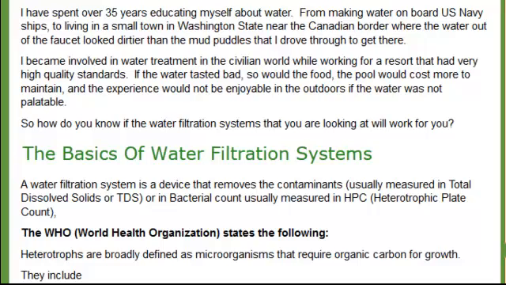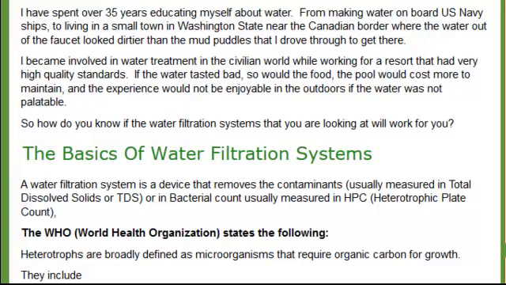I became involved in water treatment in the civilian world while working for a resort that had very high quality standards. If the water tasted bad, so would the food. The pool would cost more to maintain, and the experience would not be enjoyable in the outdoors if the water was not palatable. So, how do you know if water filtration systems that you are looking at will work for you? The basics of water filtration systems.